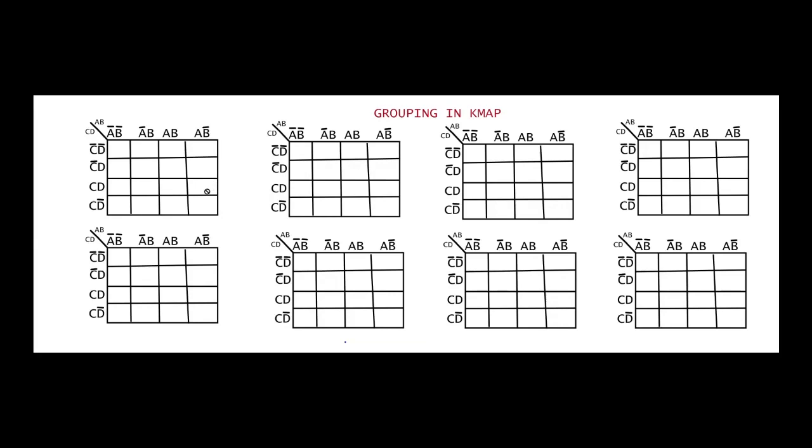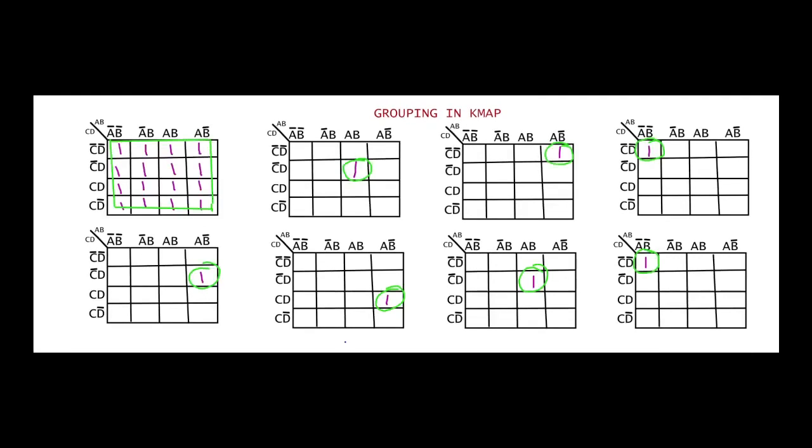First, coming to this 4 variable K-map, the number of variables is 4. So 2 to the power of n, where n is the total number of variables. 2 to the power of 4 is equal to 16. That means we have 16 cells in a K-map. In the 16 cells, the maximum number of ones we can fill is 16.